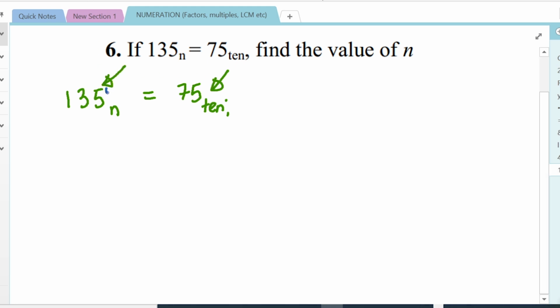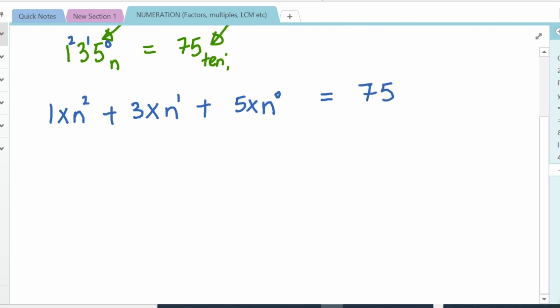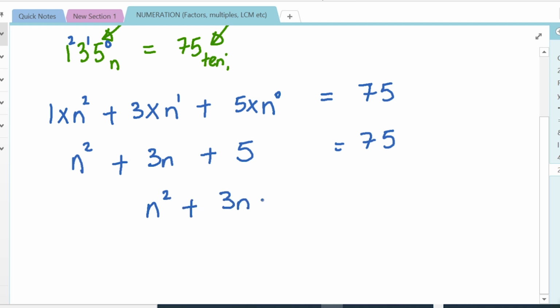So let's assign the powers, that is power 0, 1, 2. So this is going to become 1 times n to the power 2 plus 3 times n to the power 1 plus 5 times n to the power 0 is going to give us 75. This is already in base 10, so there is no need to convert it. So this is going to become n squared plus 3n plus 5 times n to the power 1 is 5, giving us 75.